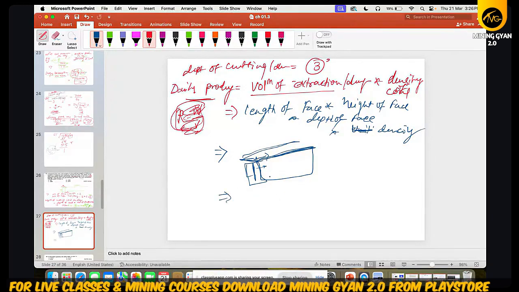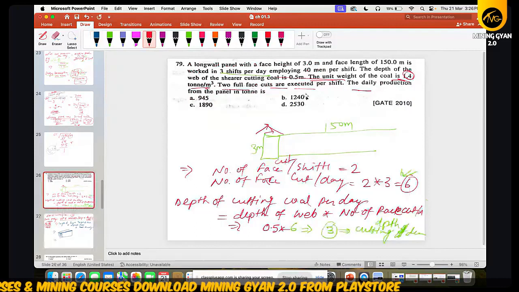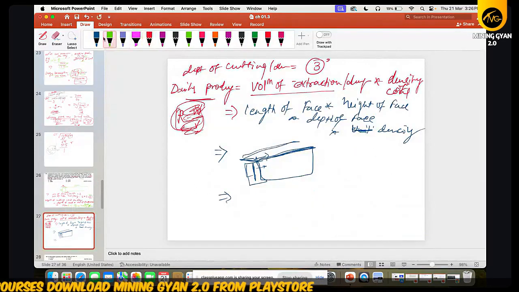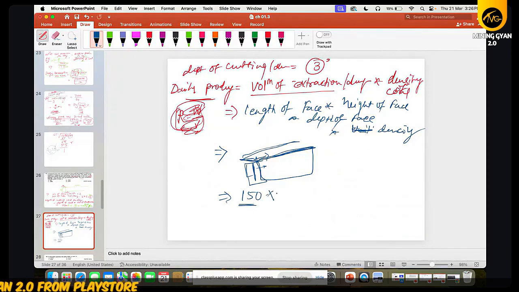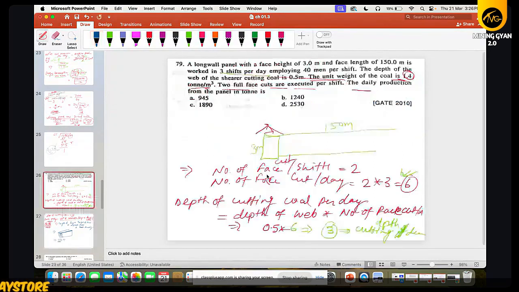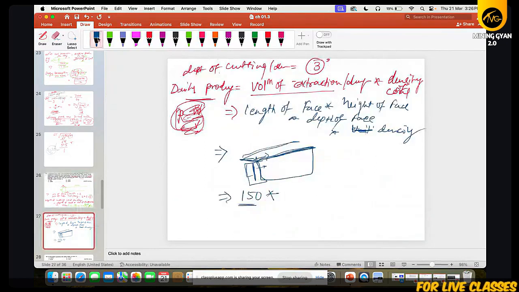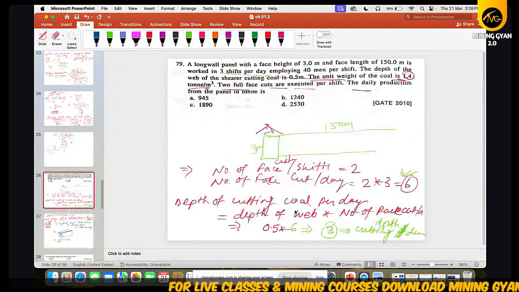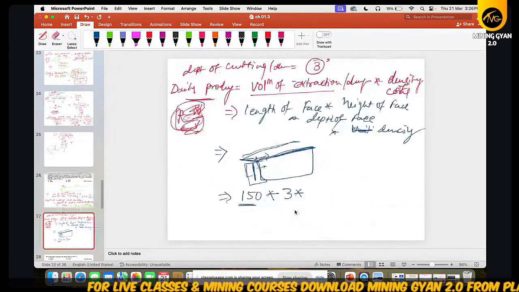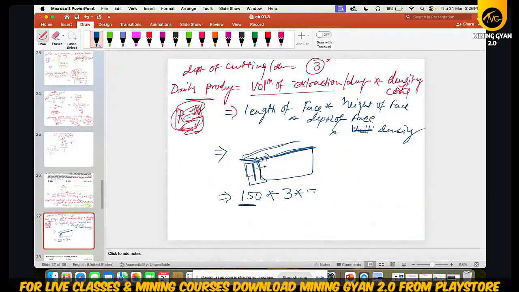तो लेंथ ऑफ द फेस कितना दिया गया था? 150। So 150 will be your length of the face, and height of the face, how much? Height of the face 3 meter. So height of the face is 3 meter. Multiply depth, depth we have calculated 3, cutting depth we have calculated 3, and density he has given us 1.4.